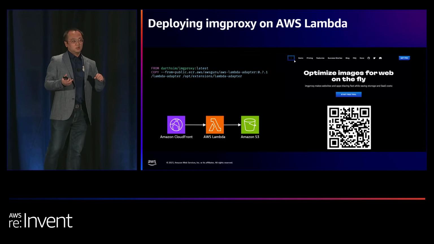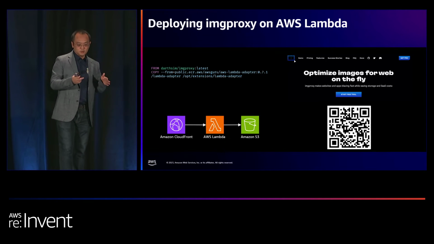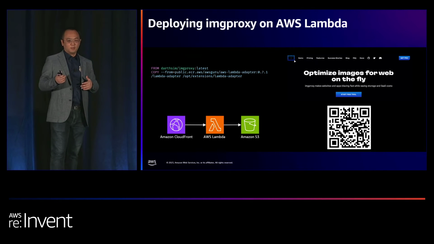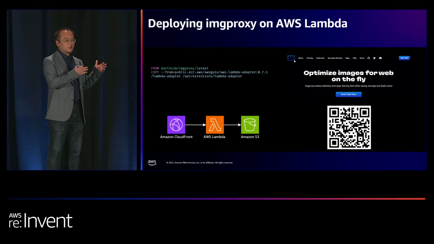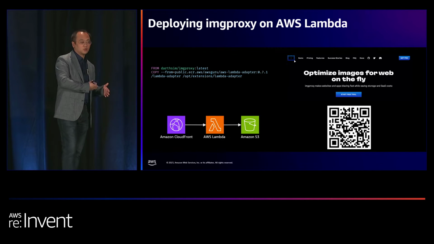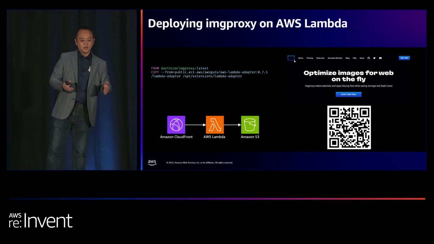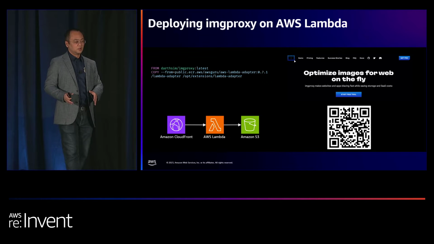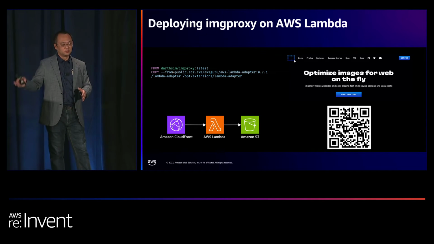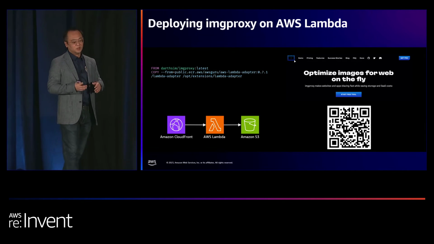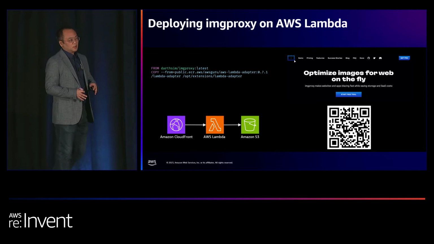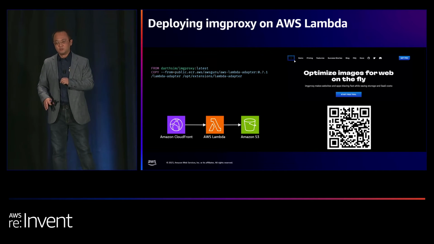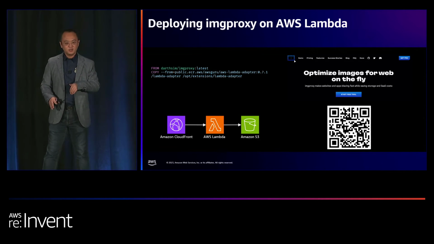In this way, because IMG proxy can do the resizing very quickly, you will get the best of both worlds. People can get a fast response. The image can load quickly and they can see the content quickly. And you do not need to pay for the extra storage cost and spend that compute power to do the batch transformation.